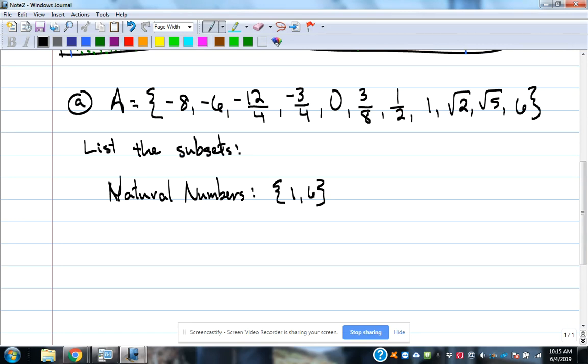So natural numbers. I'm going to review the notation for each set here. For natural numbers, the notation is a capital N with a double bar on the diagonal. That's how we normally notate natural numbers. So if you see that, you know they're talking about the natural numbers. Okay. The next subset that we want to look at is the whole number set.